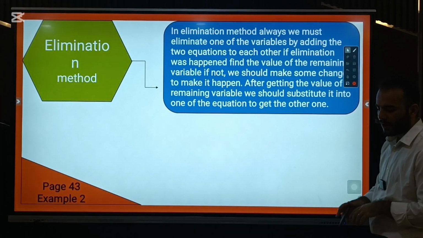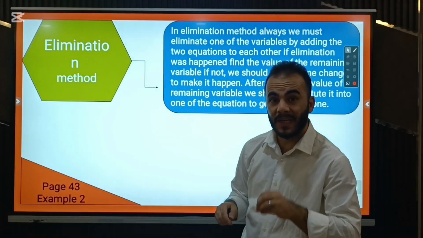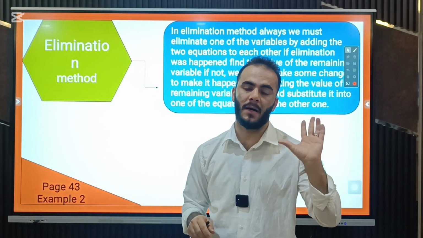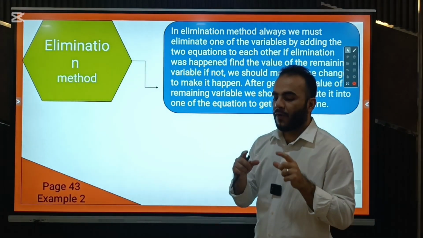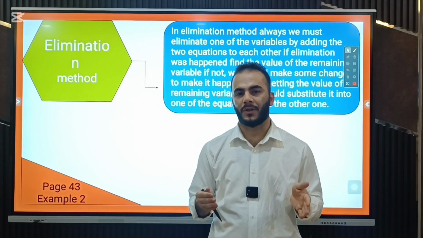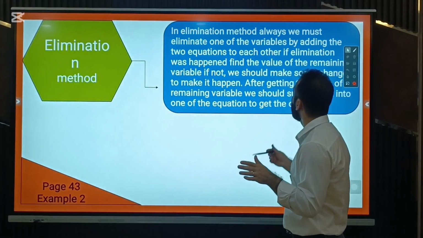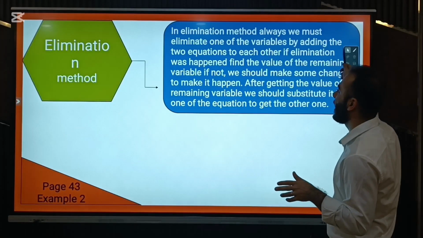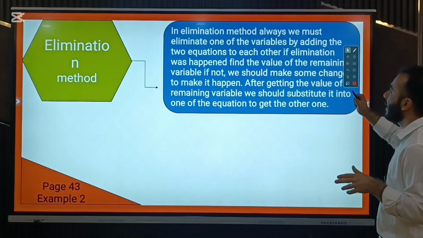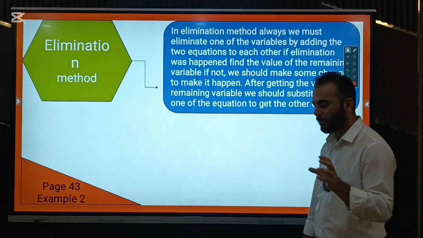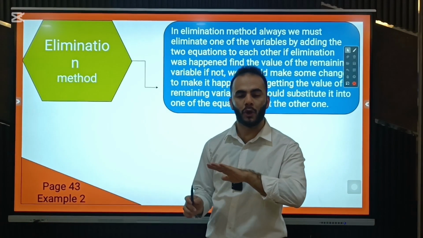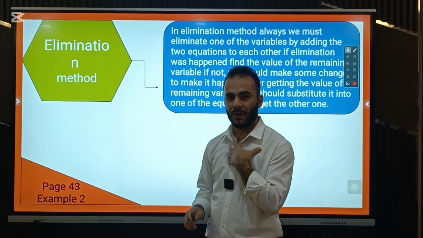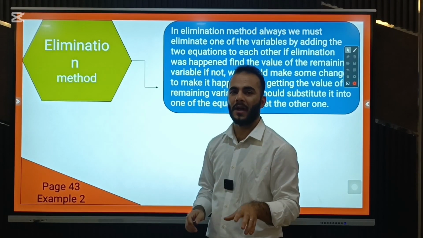In the elimination method, the story is this way. According to its name, we should eliminate, we should remove one of the variables. How? The first step is always to eliminate one of the variables by adding the two equations to each other. If elimination happened, that's okay, go on and find the value of the variables. If not, we need to make the elimination happen.